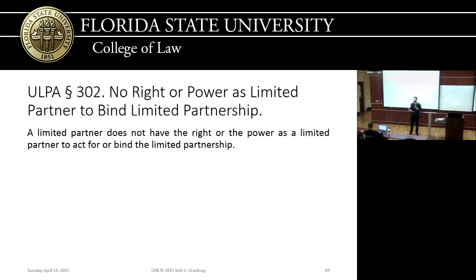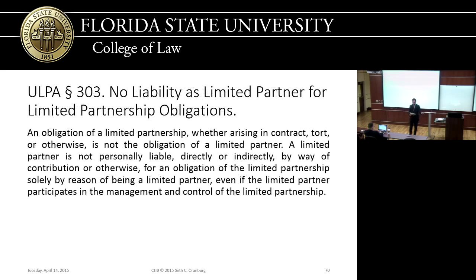A limited partner does not have the right to bind the partnership, and as such is not an agent of the partnership, unless there is some kind of apparent authority that cloaks them. But as a default rule, the limited partners have no actual authority. They may not bind the partnership, which is distinct from the general partner. In return for that lack of authority to bind, they receive a lack of liability. They have no liability for limited partnership obligations.